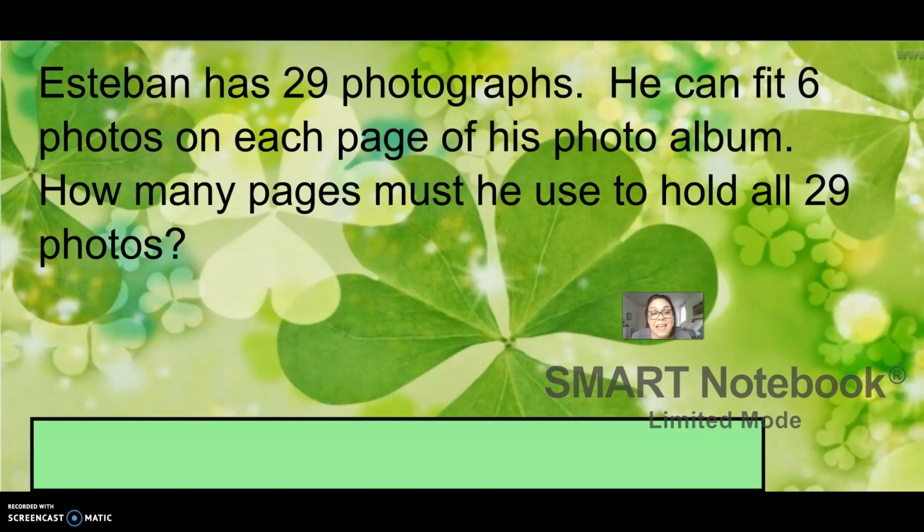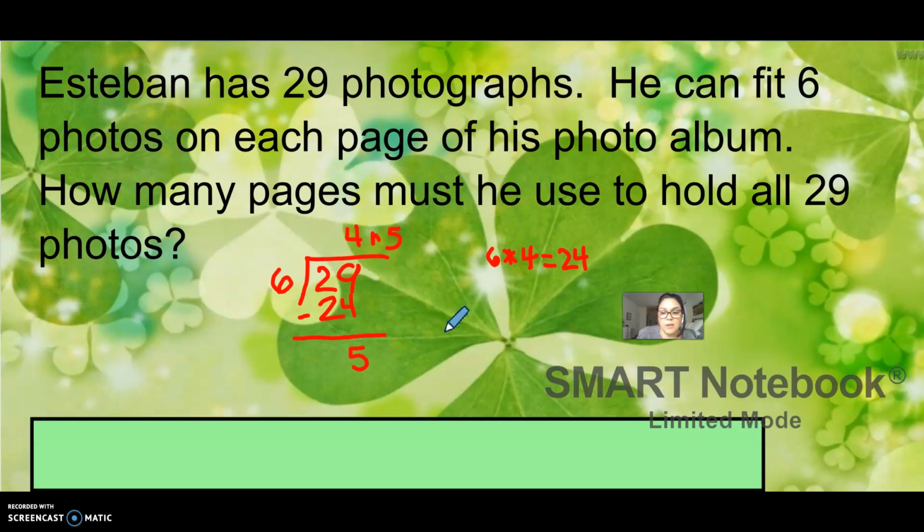Esteban has 29 photographs. He can fit 6 photos on each page of his photo album. How many pages must he use to hold all 29 photos? Okay, let's do the math. 29 photos divided into groups of 6. Let's use our math facts to help us. I think 6 times 5 is 30, so that's too much. So I think that 6 times 4 is 24, and that is the closest I can get to 29 without going over. So 6 can go into 29 4 times. 6 times 4 is 24. 29 minus 24 leaves me with a remainder of 5. 4 remainder of 5.